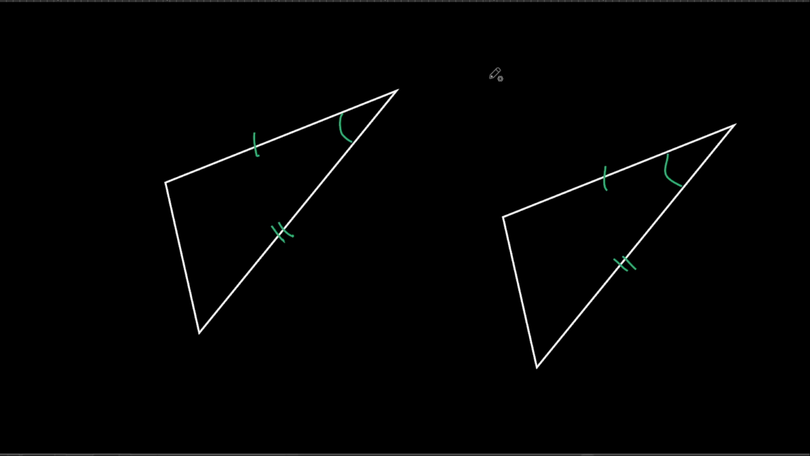So what do we call this theorem? What did we have before? Angle, side, angle. We had side, side, side, and now we have what? Side, angle, side.